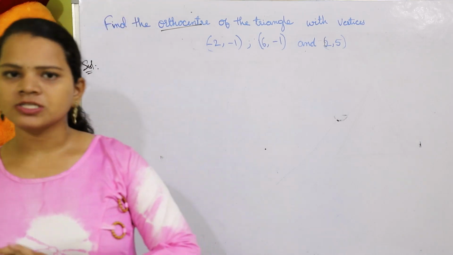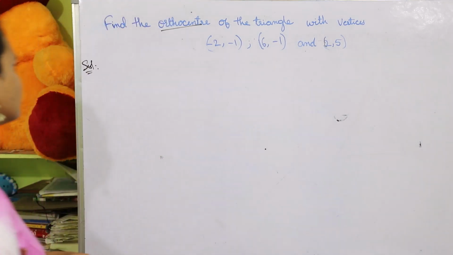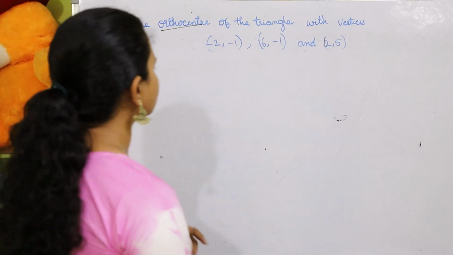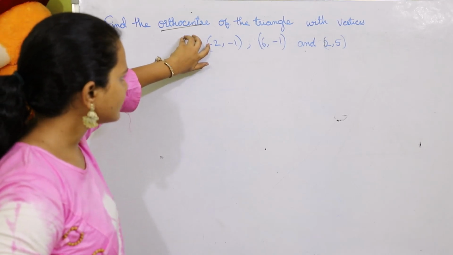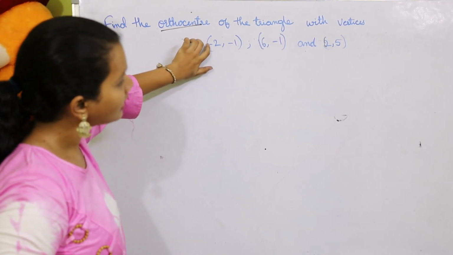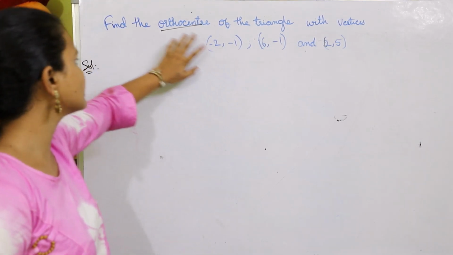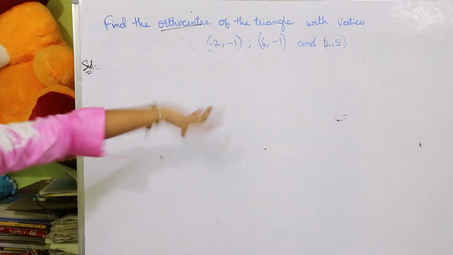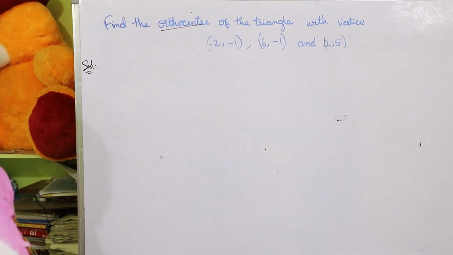What is the orthocenter and how do we solve questions based on it? Here is the first one. Find the orthocenter of the triangle with vertices -2, -1, 6, -1 and 2, 5. These are the vertices, and they ask us to find the orthocenter of the triangle with the given vertices. So first, let's find out what the orthocenter is.